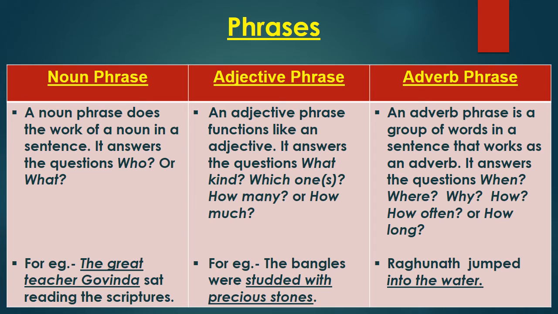For example, Raghunath jumped into the water. So jumped is a verb. And where did Raghunath jump? Into the water. So into the water tells the place of the action. So it is an adverb phrase. Let's see the next slide for some more examples.